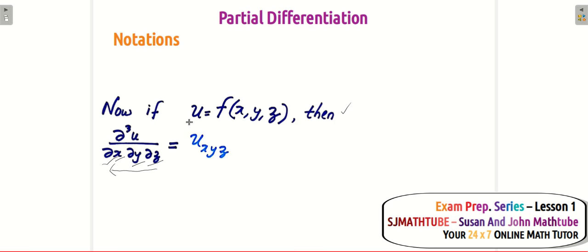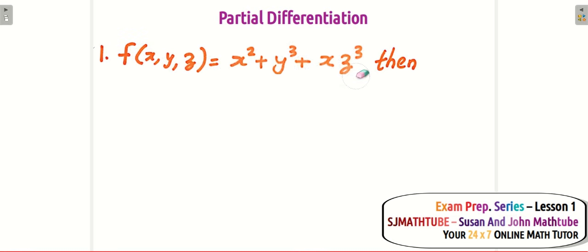Now, if you have a multivariable function in 3 variables x, y, z, then this means we have to differentiate 3 times, and this symbol implies we have to do it partially, and the order is from right to left. That is, you differentiate partially with respect to z, and then with respect to y, and finally with respect to x. However, some books, especially I have seen some American books, follow the reverse order.